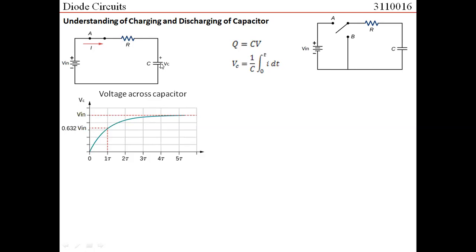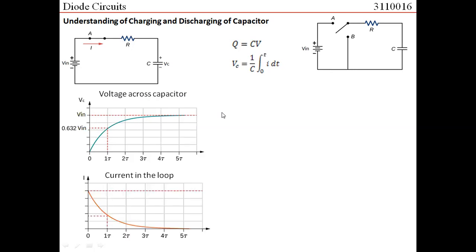So as Vc increases, the net voltage in the circuit decreases and hence the current would decrease. When the voltage across the capacitor becomes equal to Vin, we would say that the current in the circuit would become equal to 0. So if we try to see how the current changes, then the current in the loop basically decreases exponentially.